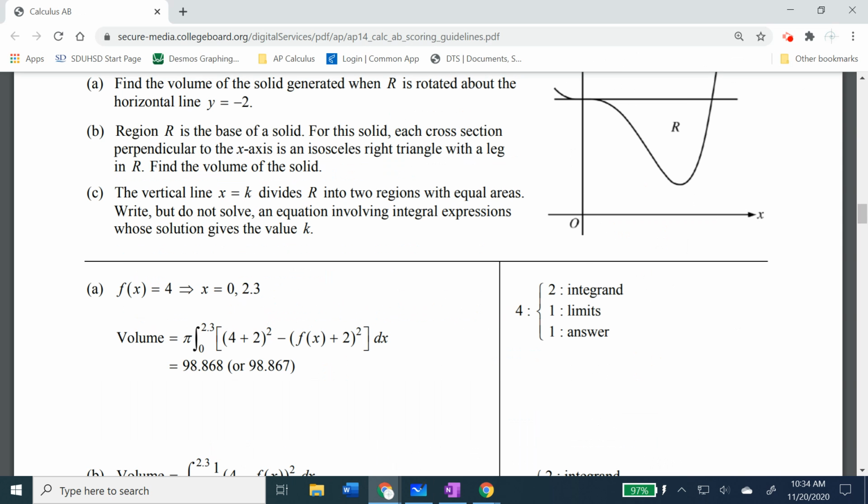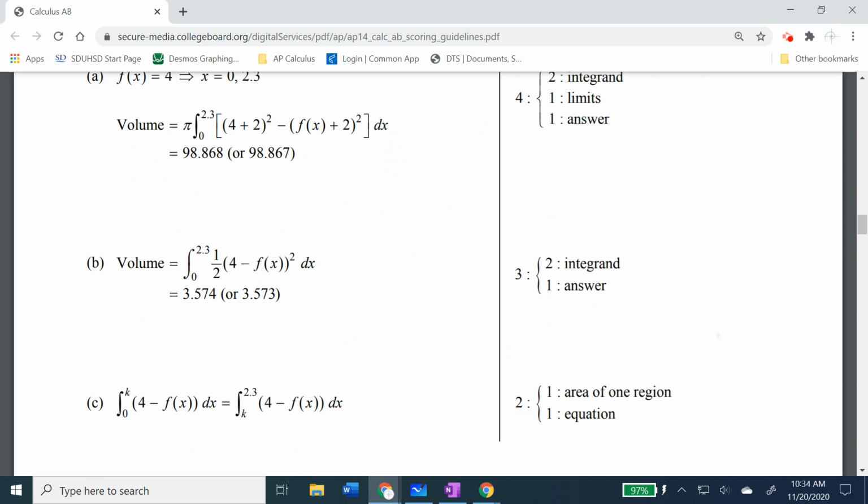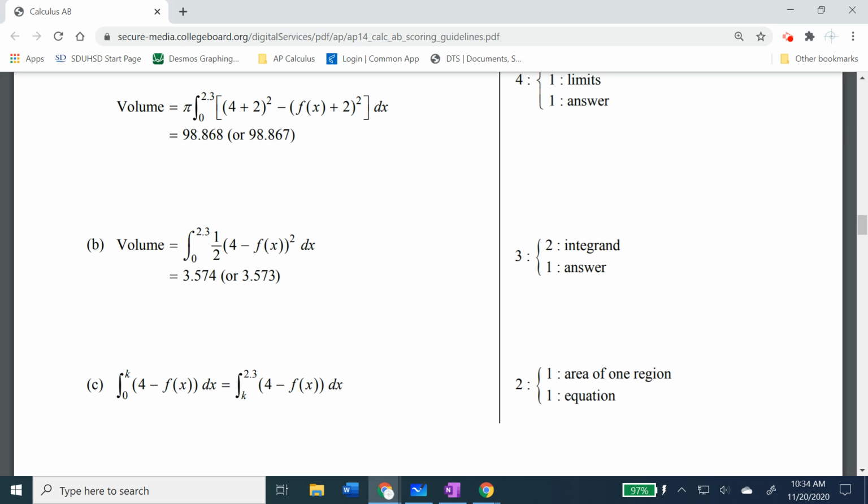So back to the problem and how much it was worth. It was worth 2 points. One is for getting basically an area formula that is correct. So having the 4 minus f of x. Because if you had written f of x minus 4, that would not be giving you the area. And then having it set equal to each other in this broken up way.